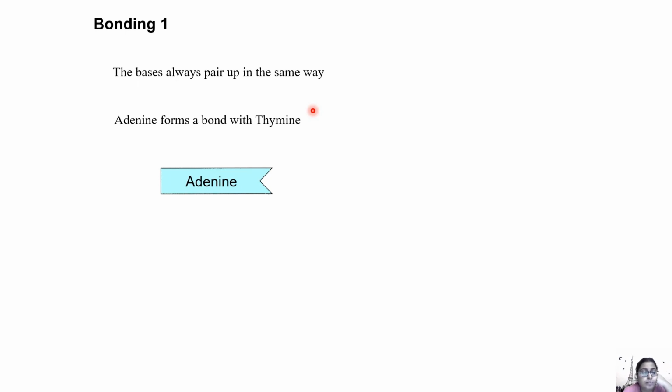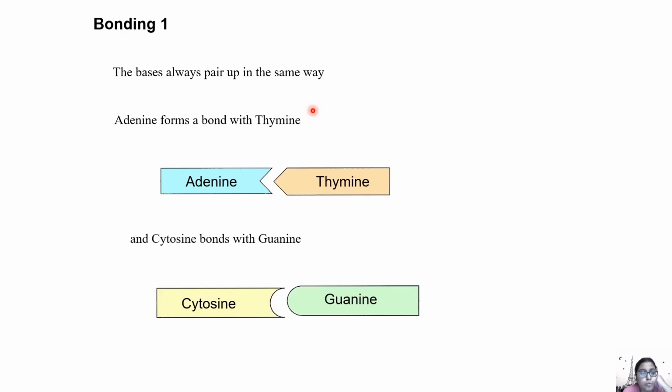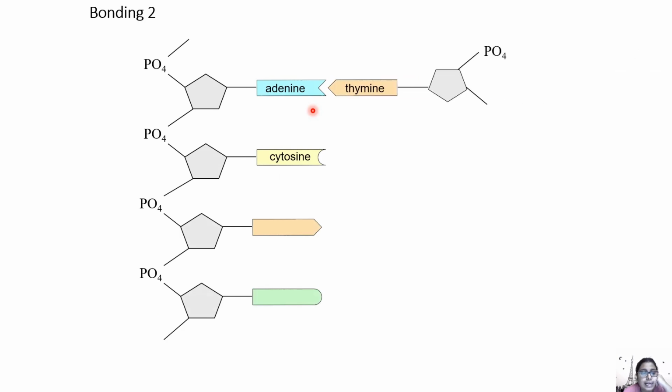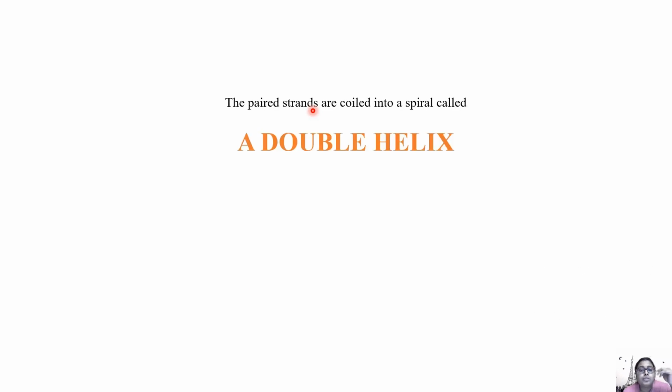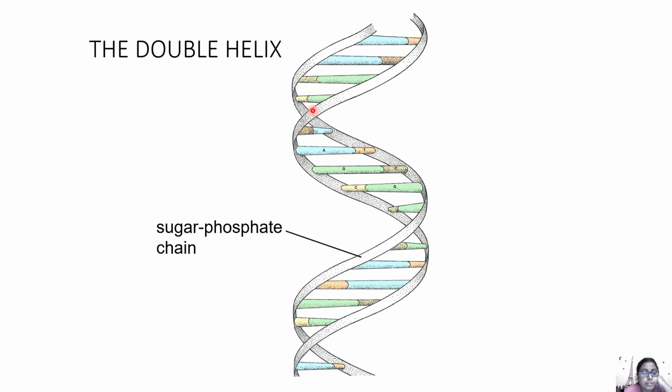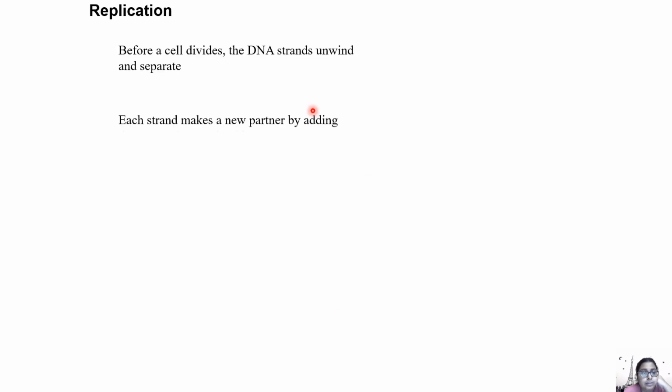We talked about Chargaff's rules in the previous class. Adenine will form a bond with thymine, and cytosine will bond with guanine. So if there is adenine in one strand, it will be thymine in the opposite strand. If it is cytosine in one strand, it will be guanine in the opposite strand. The paired strands are coiled into a spiral called the DNA double helix. This is how it looks. This is the sugar phosphate chain, and these are the bases protruding out, and the complementary bases interact with each other.